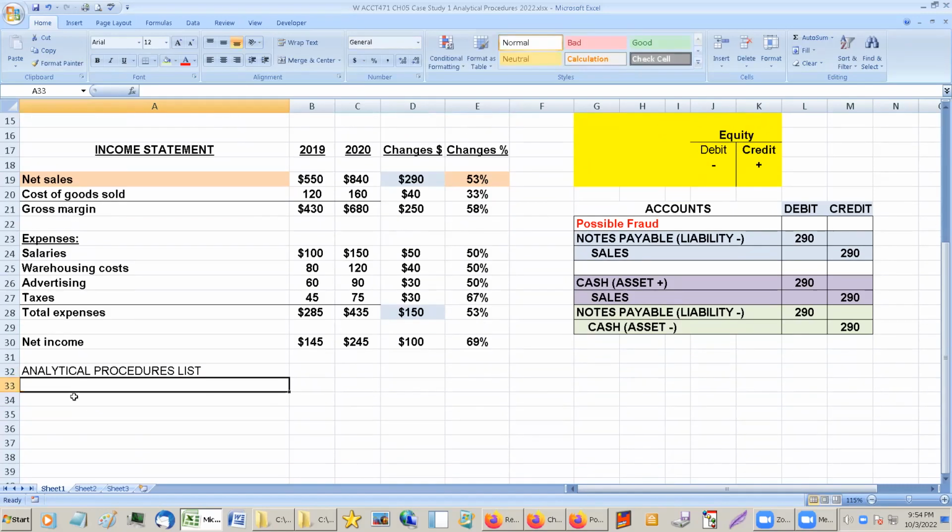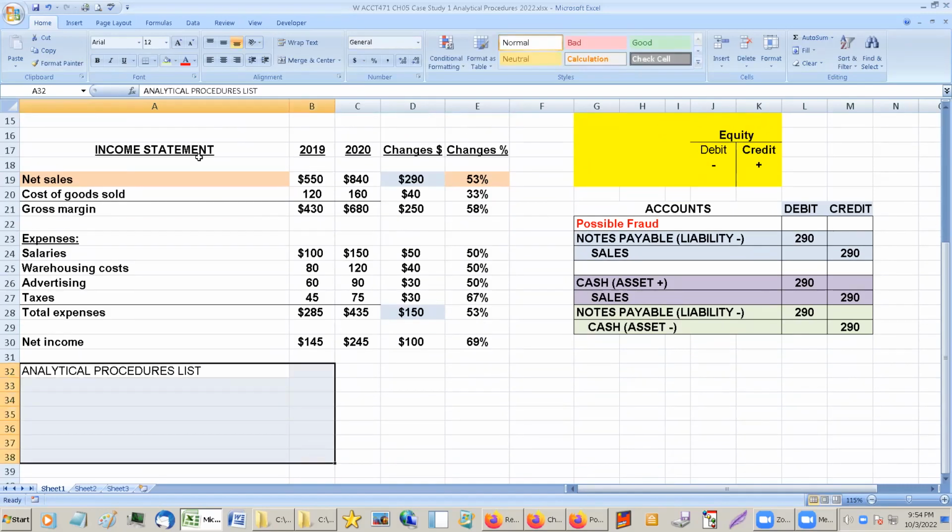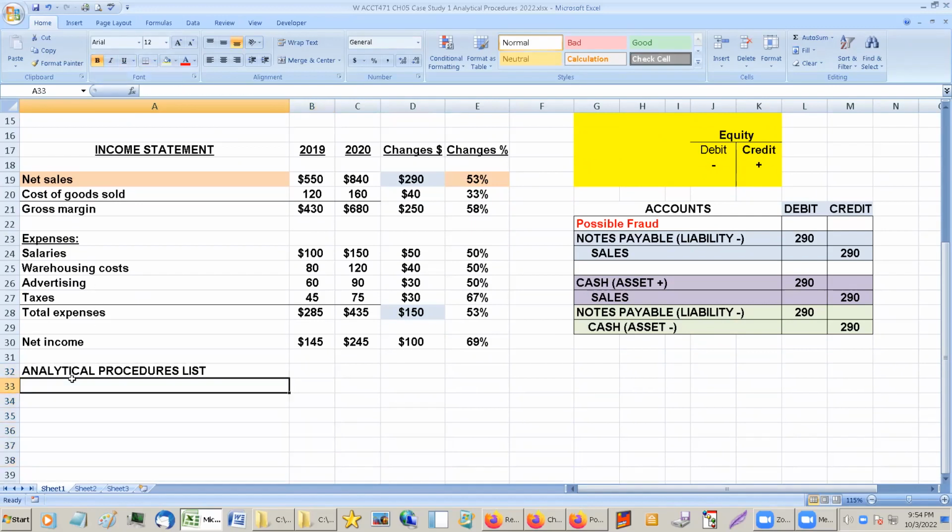So your little procedures list probably looks something like this. I'd probably start out with notes payable. Secondly, I'd probably go look at the sales.